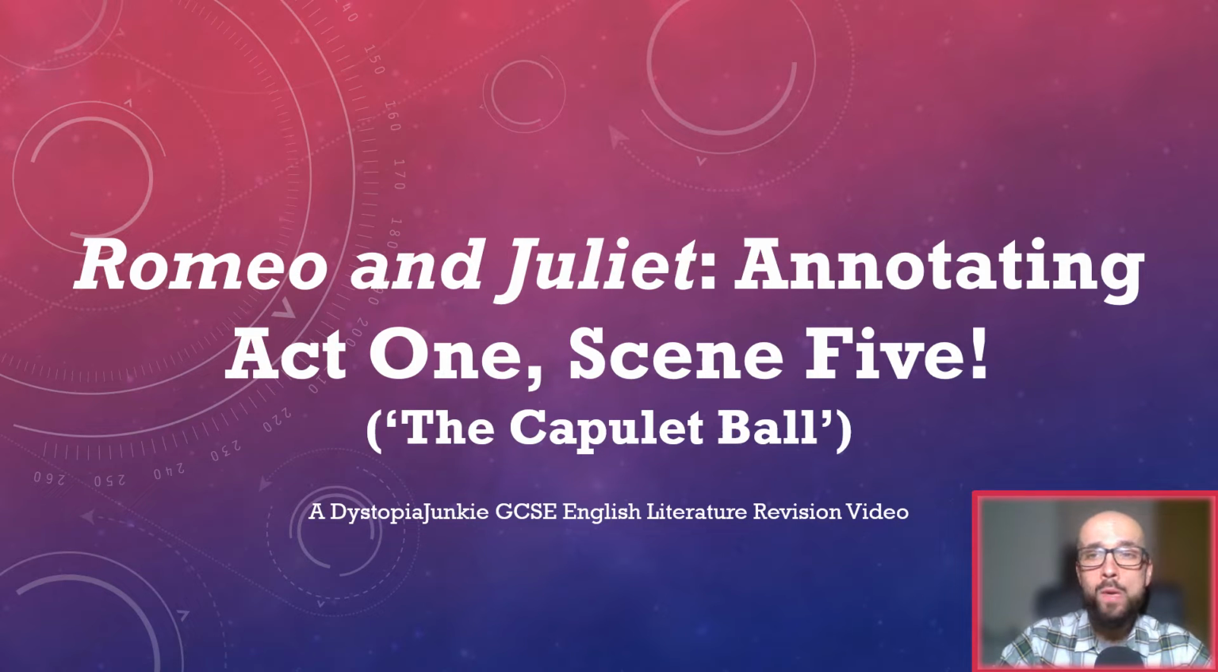And in this one, we are going to annotate the Capulet Ball scene, which comes from Act 1, Scene 5 of William Shakespeare's Romeo and Juliet. So in this video, I'm going to work through the Capulet Ball scene and provide 30 annotations for it, focusing on how it helps to create certain impressions about the play's characters, how it relates to the play's themes, and how it formally works as a piece of drama.